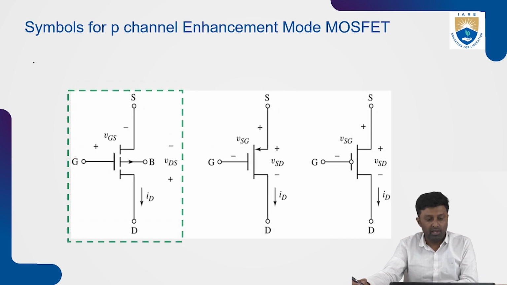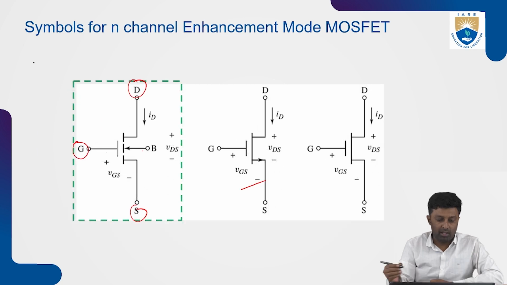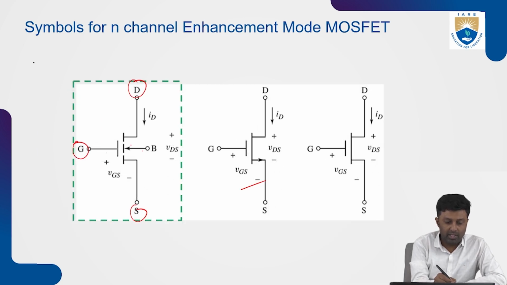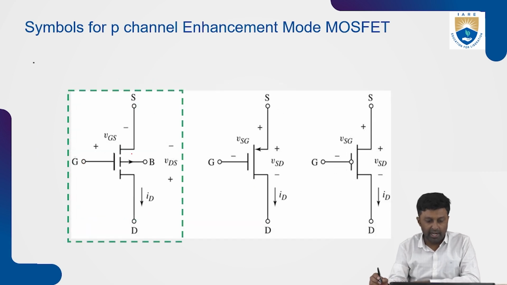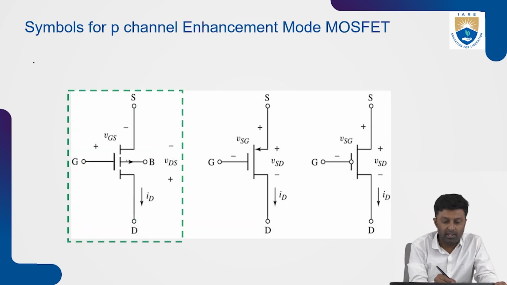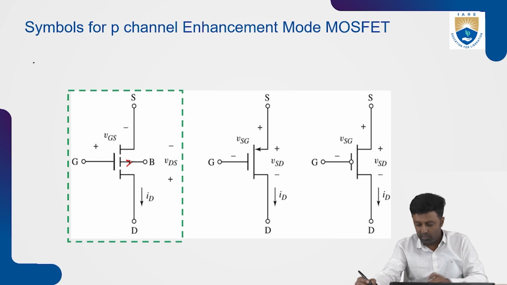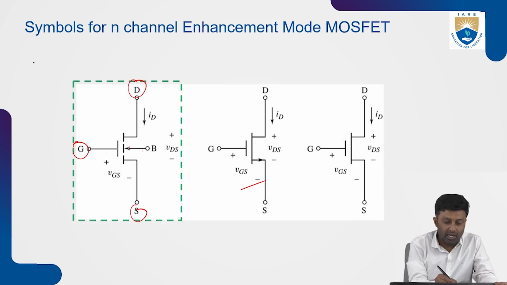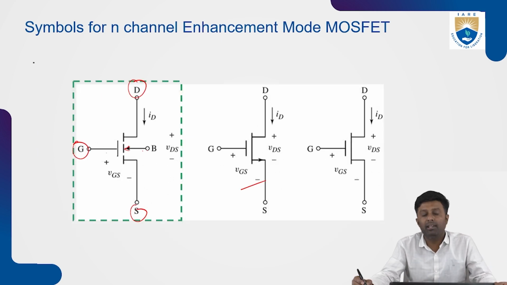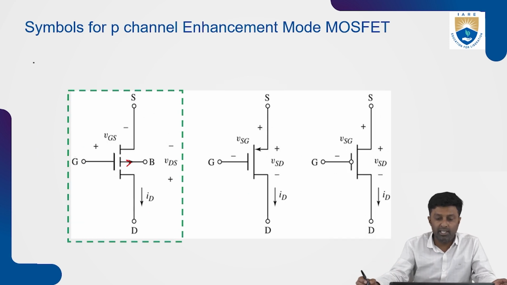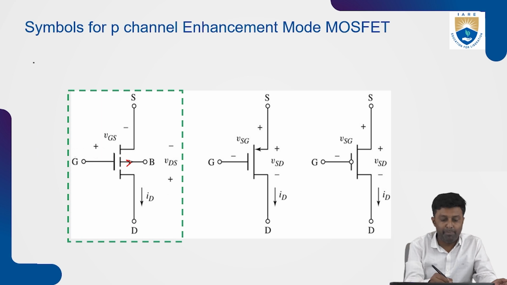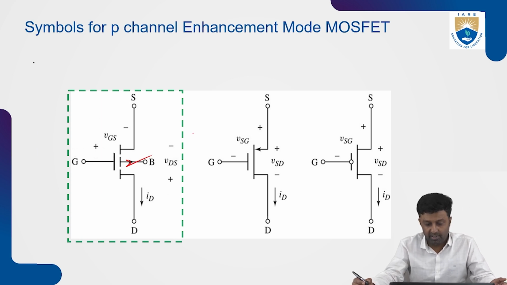That is the symbol. In the P channel, the difference will be the arrow mark. The arrow mark shown here is towards the inside, and in the P channel MOSFET, the arrow mark will be outside. If the arrow mark is towards the gate terminal, then it is called the N channel enhancement type MOSFET, and there is no channel existing here. And this is the enhancement type P type MOSFET.